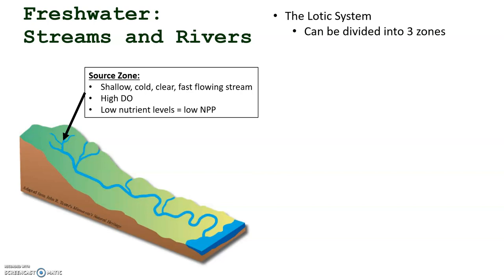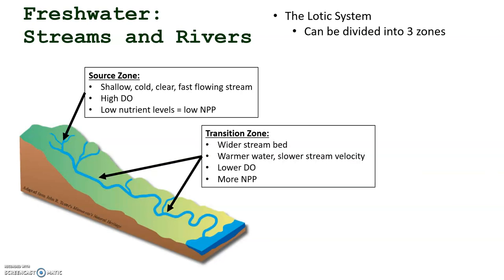There's more oxygen in water that is cold and quickly moving, and that's an important factor for fish and other living organisms in the water. It has low nutrient levels, so low net primary productivity. In the transition zone in the middle, there's a wider stream bed, warmer water, and slower stream velocity, which means lower dissolved oxygen because that water is a little bit warmer and moving slower, but there are more chances for plants to grow, so more net primary productivity.